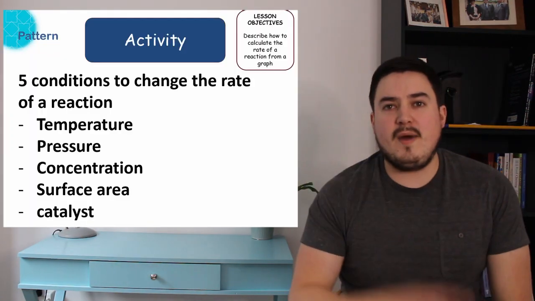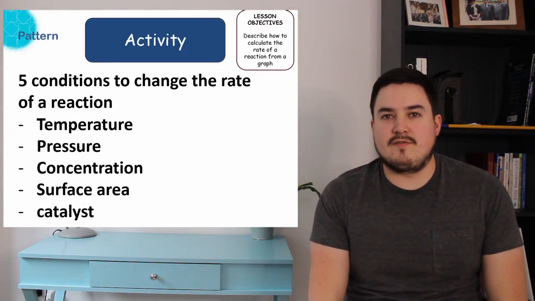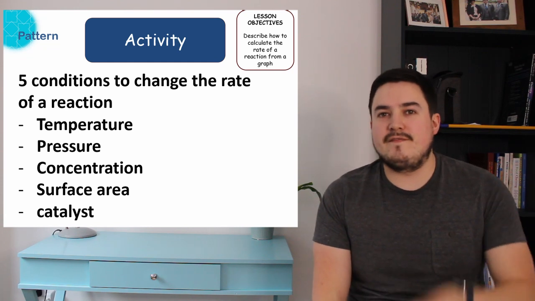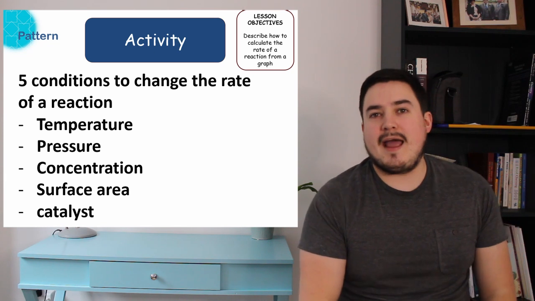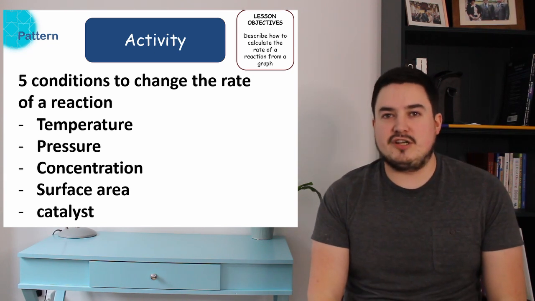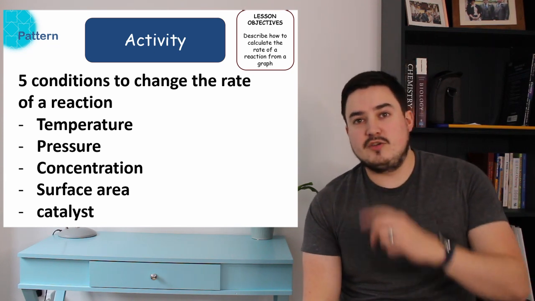Now, there are 5 ways that we can affect the rate of a reaction that you need to be able to talk about for your GCSEs. The first one of these is you need to be able to talk about how temperature affects the rate of a reaction. I've put some key points here to do with temperature.